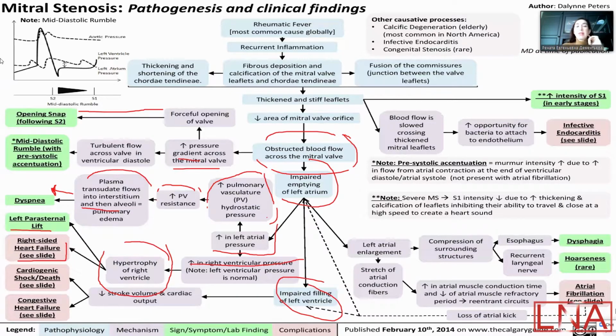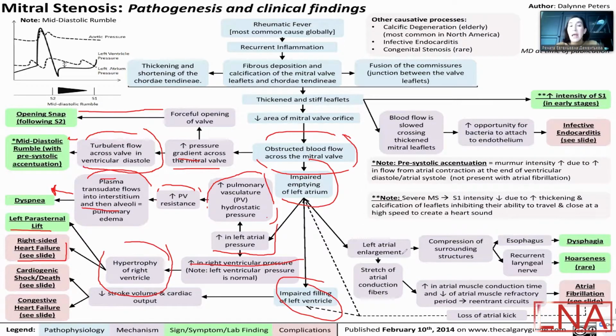Next, increasing pressure gradient across the mitral valve leads to formation of turbulent flow across the mitral valve during ventricular diastole, and leads to developing a mid-diastolic rumble with presystolic accentuation, or diastolic rumble, due to the mitral valve.